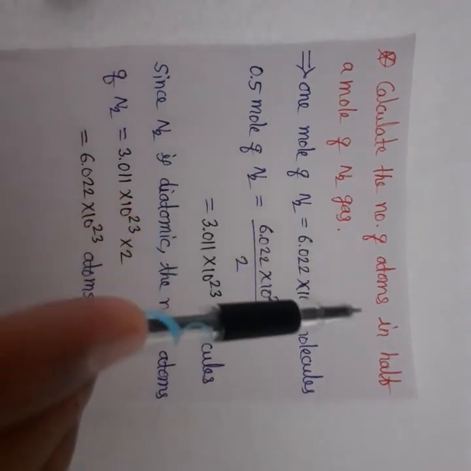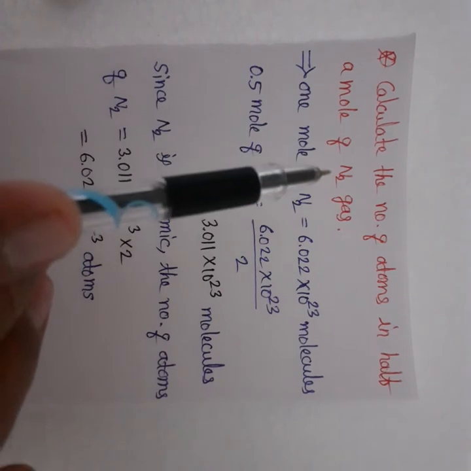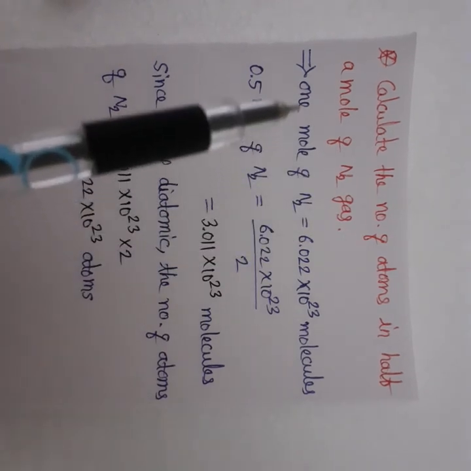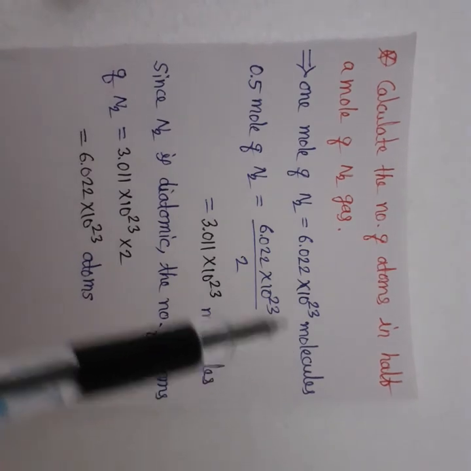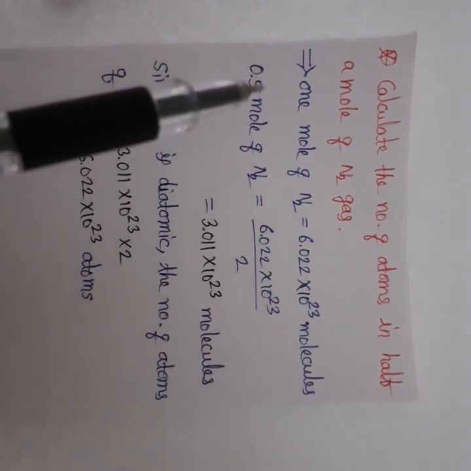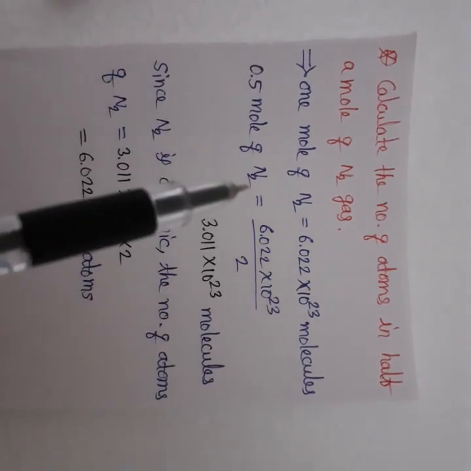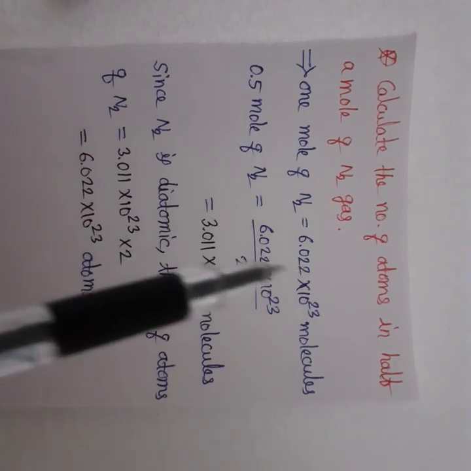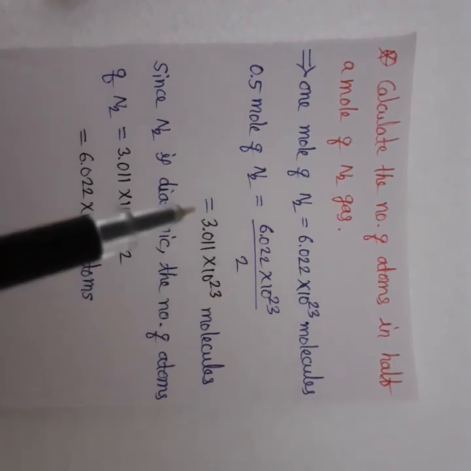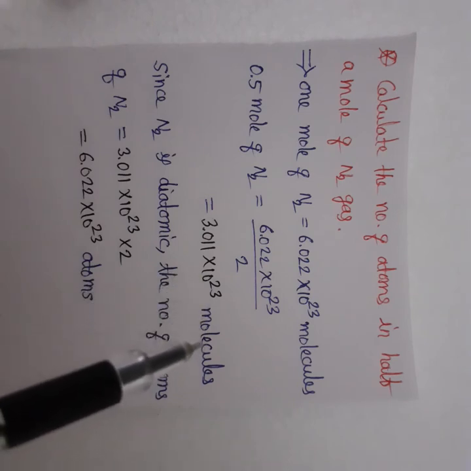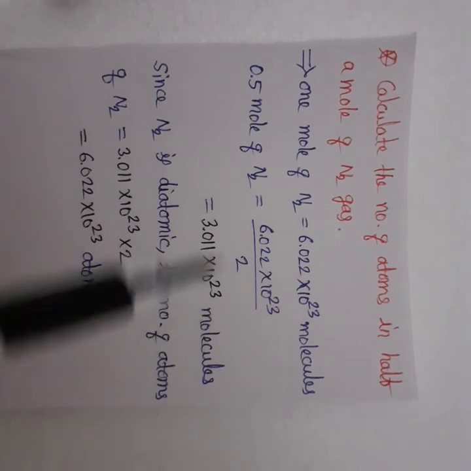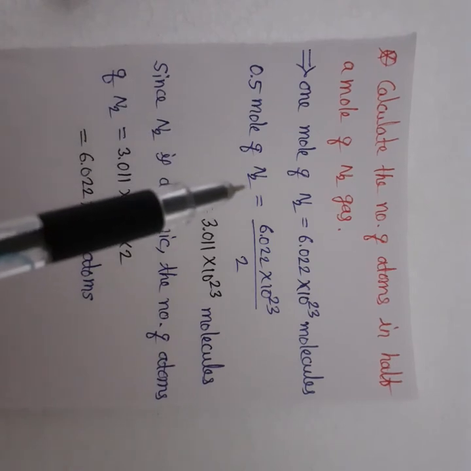Calculate the number of atoms in half a mole of N2 gas. Here 1 mole of N2 gas contains Avogadro number of molecules. So half, that means 0.5 mole of N2 gas, contains Avogadro number divided by 2. That will give 3.011 into 10 to the power 23 molecules. This is the number of molecules present in 0.5 mole of nitrogen.